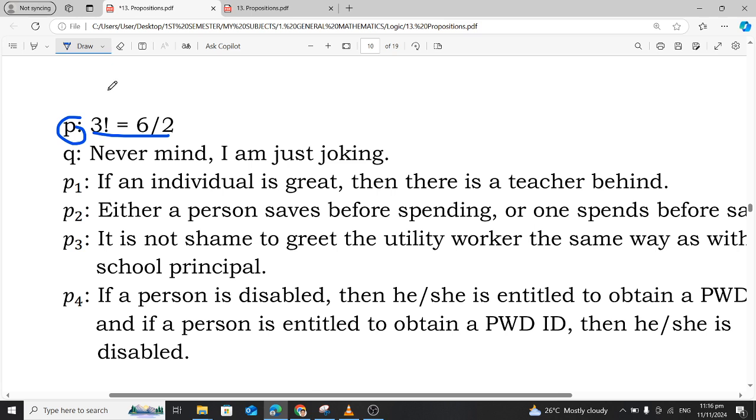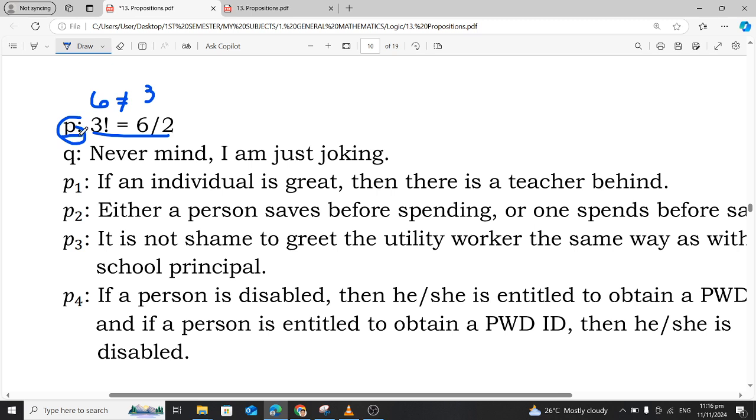So, truth value, we will look at it. What is 3 factorial? 3 factorial is equal to 6. So 6 is equal to 6 over 2. How much is that? 3. So 6 equals 3? It is not. Therefore the truth value is false.